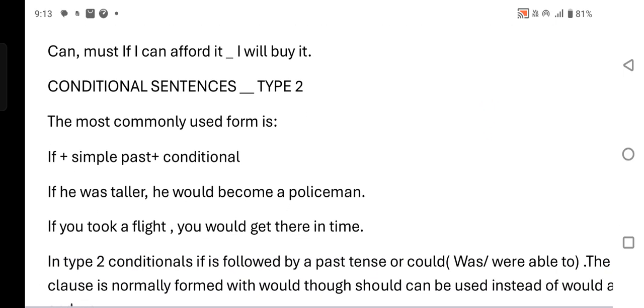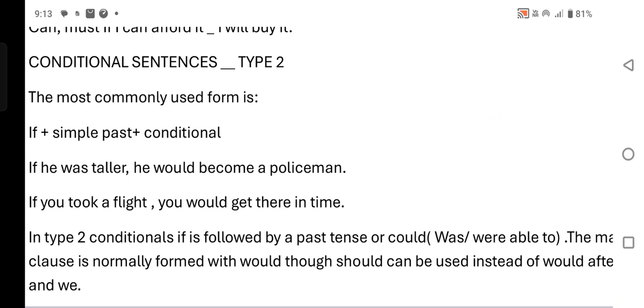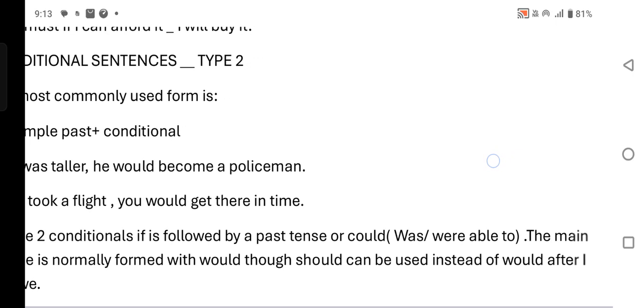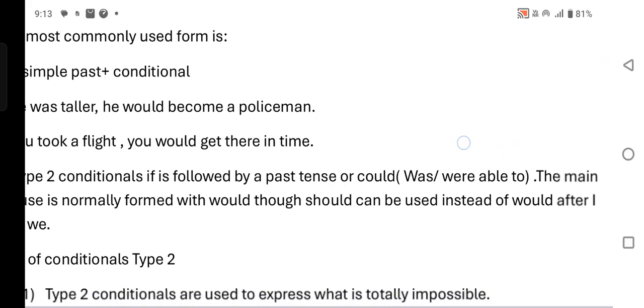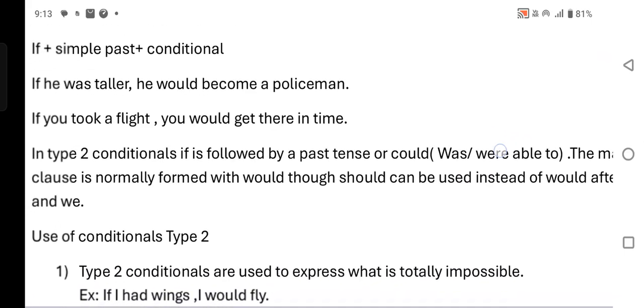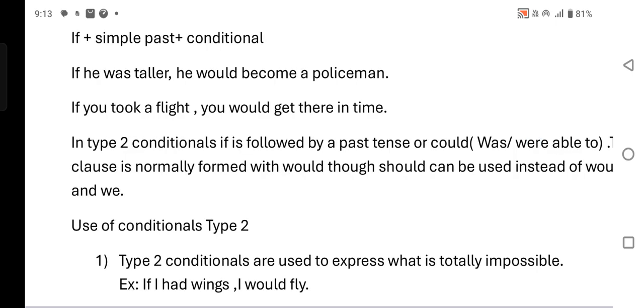Next example. If you took a flight, you would get there in time. In type 2 conditionals, if is followed by a past tense or could, which means was or were able to. The main clause is normally formed with would, though should can be used instead of would. Should can be used instead of would after I and we only.